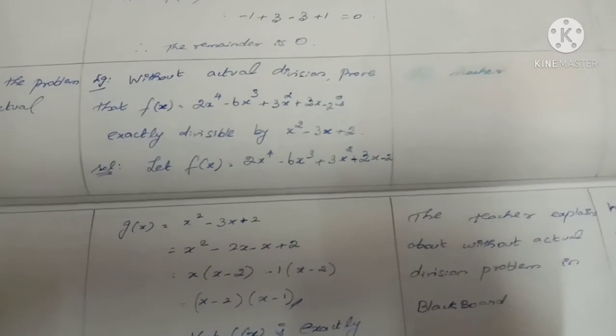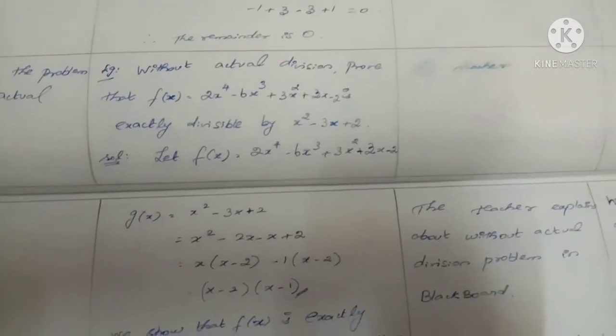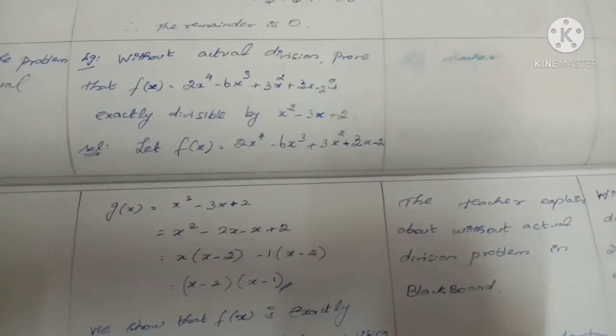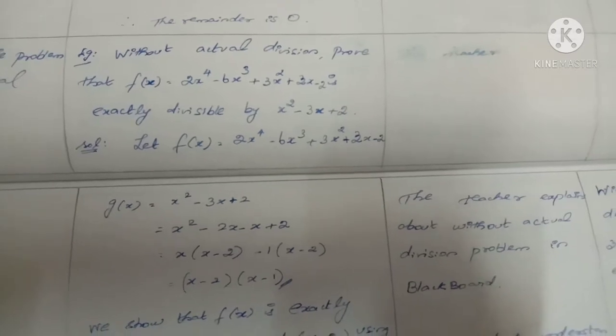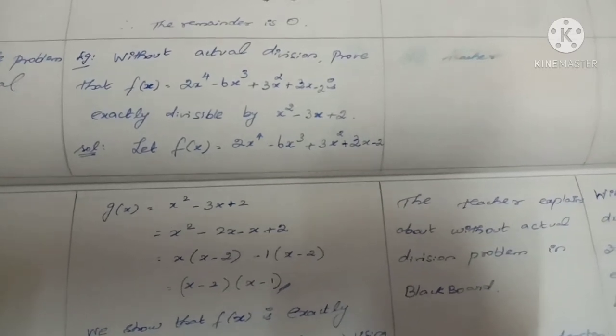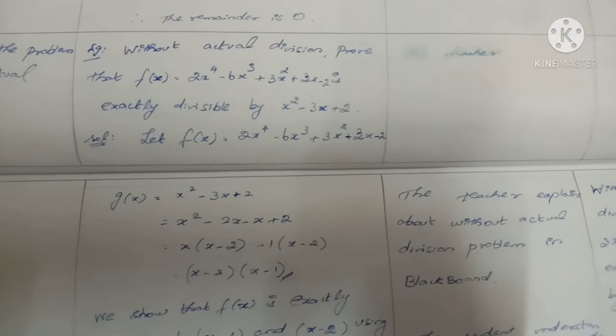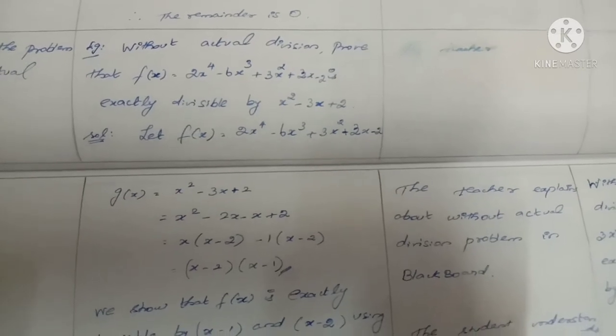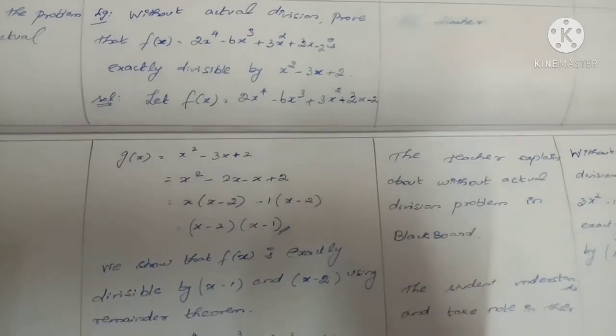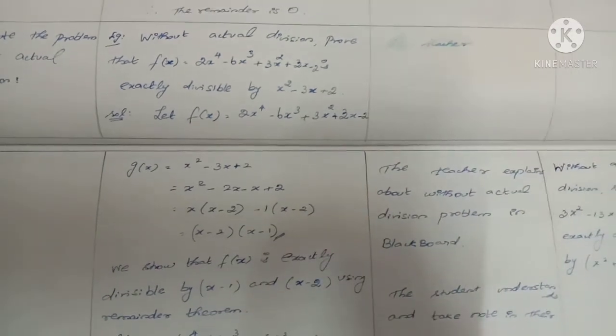Without actual division, prove that f of x equal to 2x power 4 minus 6x cube plus 3x square plus 3x minus 2 is exactly divisible by x square minus 3x plus 2. Solve this sum. This is already in the book.